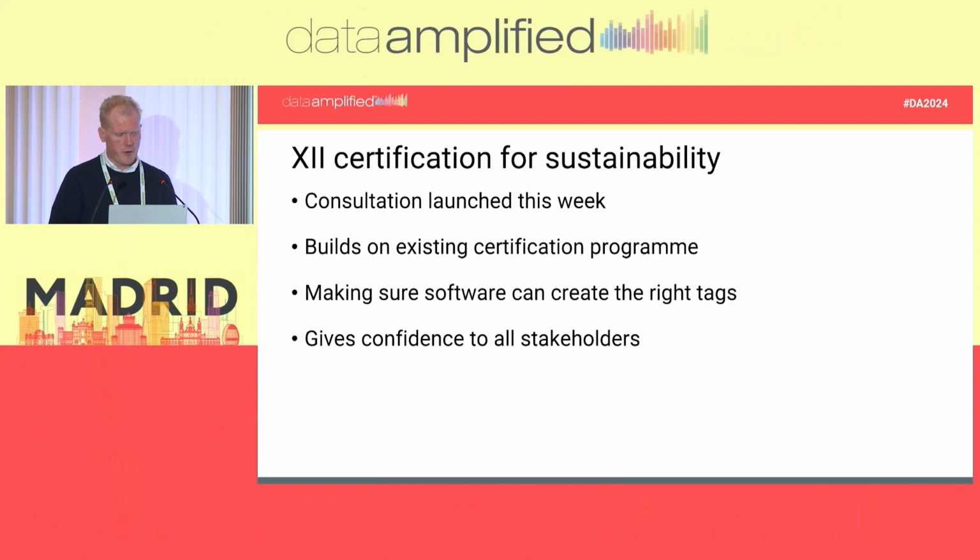So some of these things I've been talking through, and John referred to this morning, led us to put out this consultation on sustainability report creation software. So it's building on the existing certification program, which is a lot more focused on specification conformance, whereas this new one is about saying, can the software create the right tags? So there's no reason the software can't, but it's going to give confidence to all stakeholders if they know that if it's got the badge, it can work with all these sustainability taxonomies that are all using entirely standard mechanisms, but we need to be able to say to the market, this software can create these.